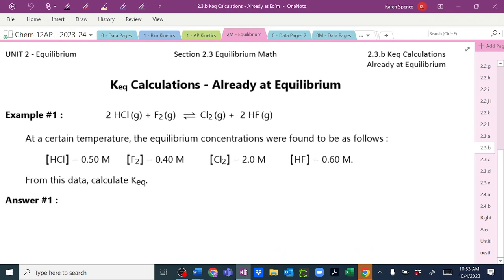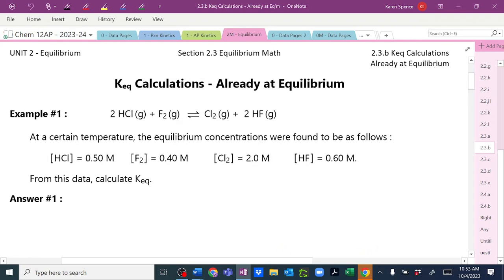Let's move into calculations. You guys are going to love this because it's just like write the expression, throw in the numbers, solve. It's like grade 9, right? Other than the fact that you have to write a KEQ expression.